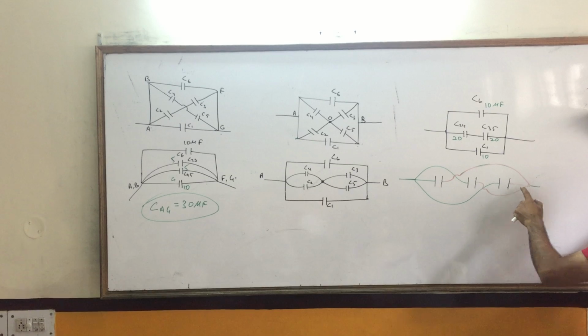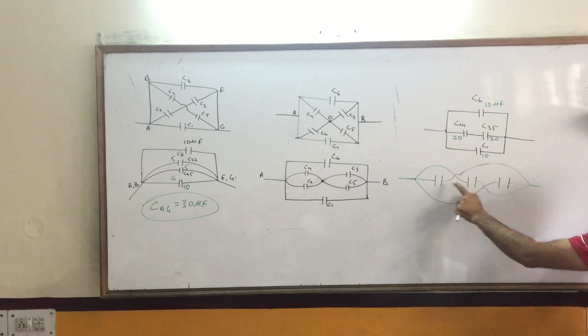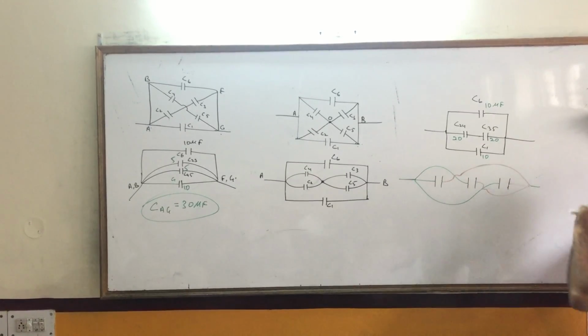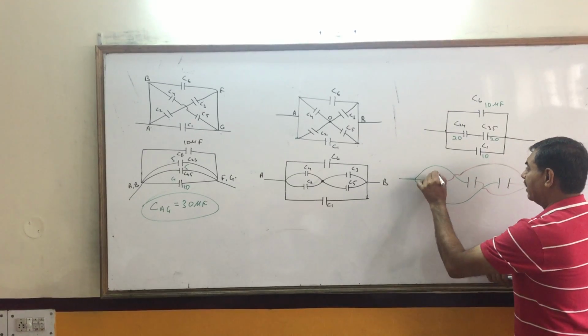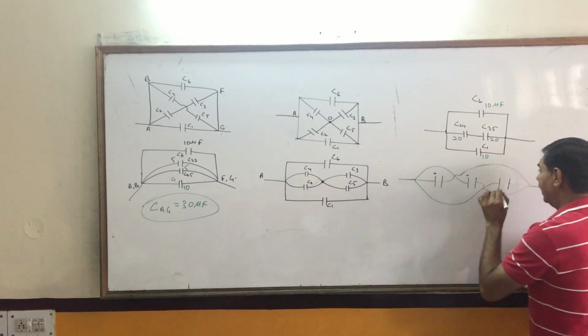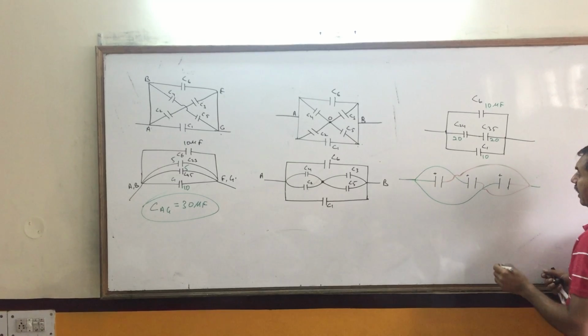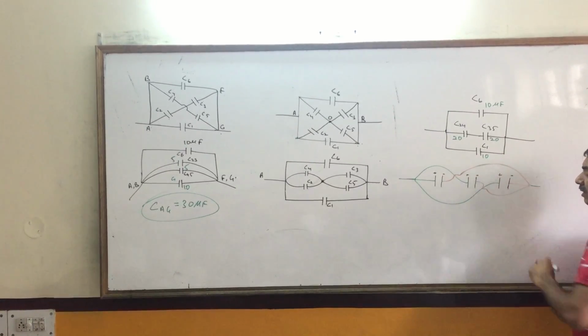Capacitors have to be connected in parallel when all the negative plates are connected to the same point and all the positive ones are connected together to the same point. This is the positive plate. This is the positive plate. This is the positive plate. All these are joined together, shown in green. These are the negative plates. All negative plates have been joined together.